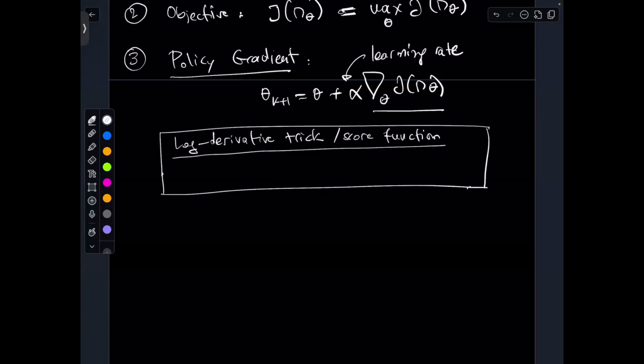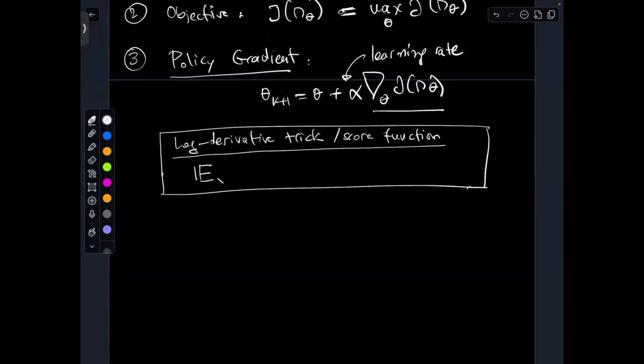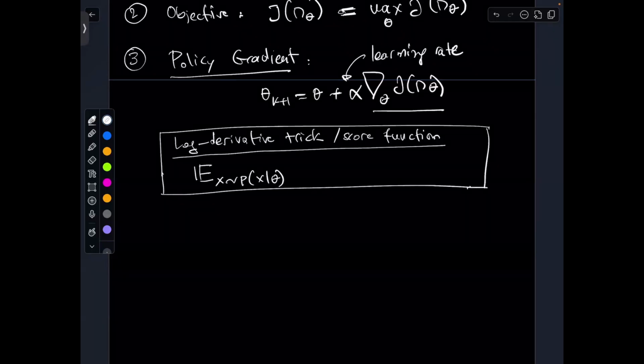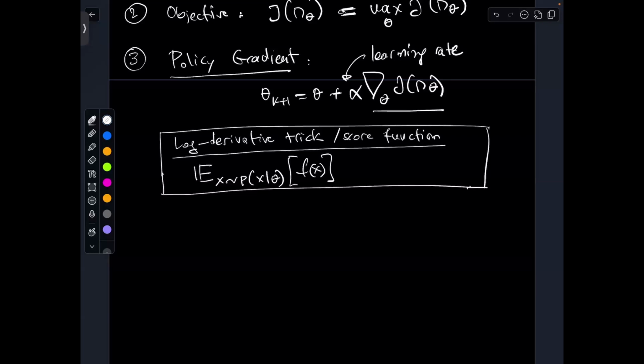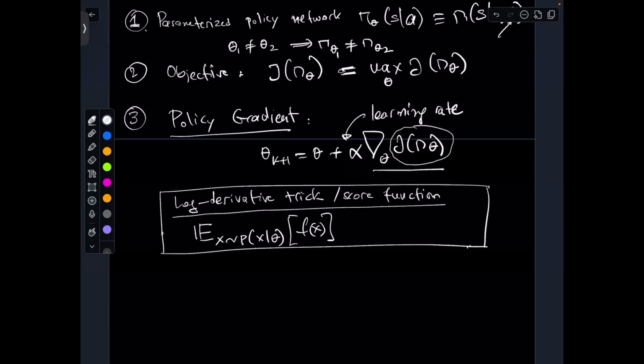Okay, so this log derivative trick is as follows. If we have a function f of x and we try to estimate an expectation over x, where x is sampled according to some parametric probability distribution P of x given theta, and we want to compute the gradient of that quantity, remember all the quantities over here have inside them this notion of expected risk.